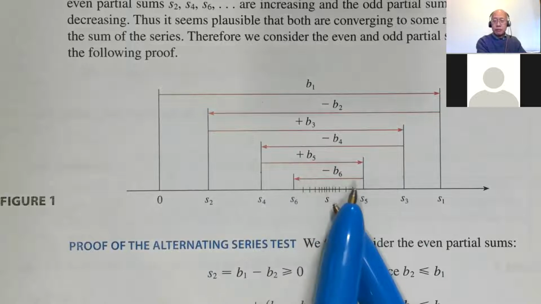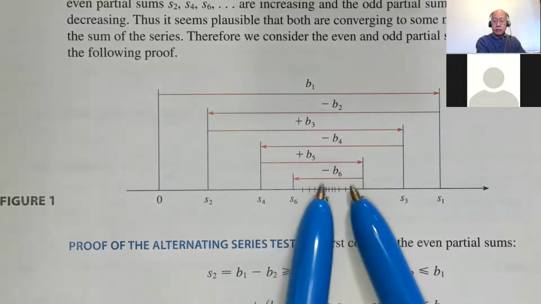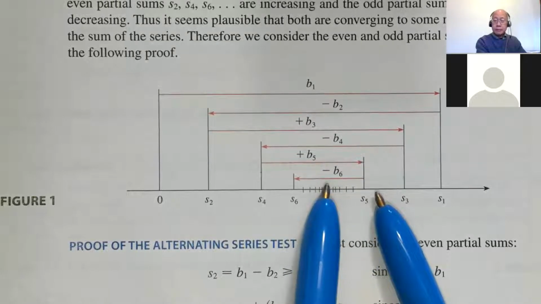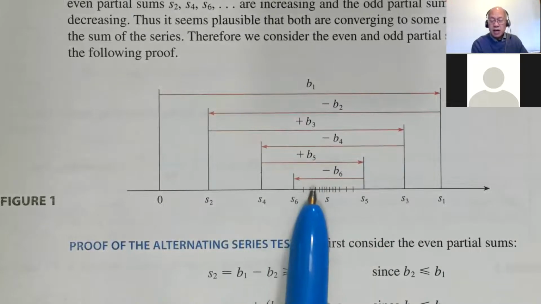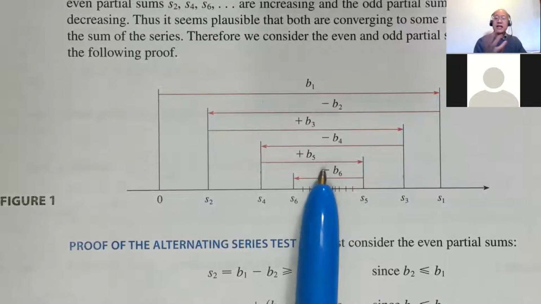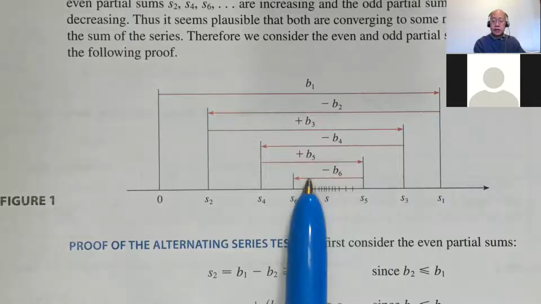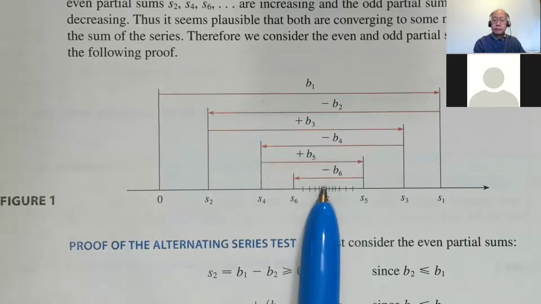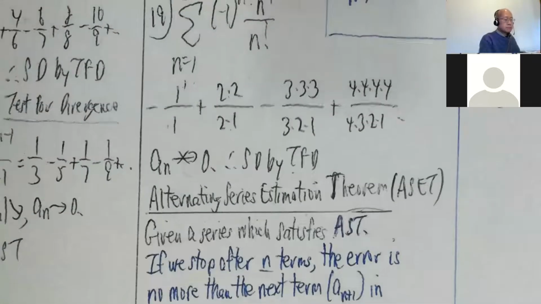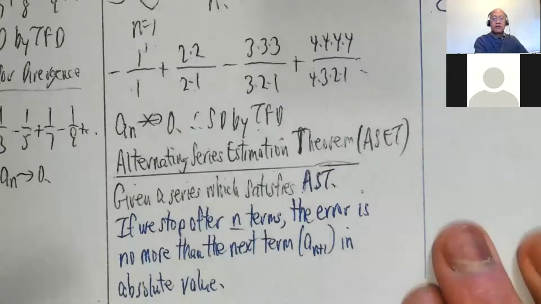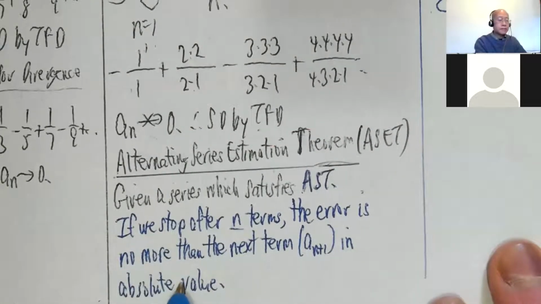Same thing works if I go on to B7. B7 will pass the sum. It would come back over here somewhere, right? So each time as I keep going back and forth, it'll be above, below, because of the nature of the alternating. Every time I go left, I'm smaller than the value, and every time I go right, I'm bigger than the value. So if I decide to stop anywhere, if I stop after 5 terms, the error is no more than the 6th term in absolute value. If I decide to add 1,000,000 terms, which is easy to do on a computer, the error is no more than the 1,000,001st term. So the error is no more than the next term. Given a series which satisfies the alternating series test, if we stop after n terms, the error is no more than the next term in absolute value.